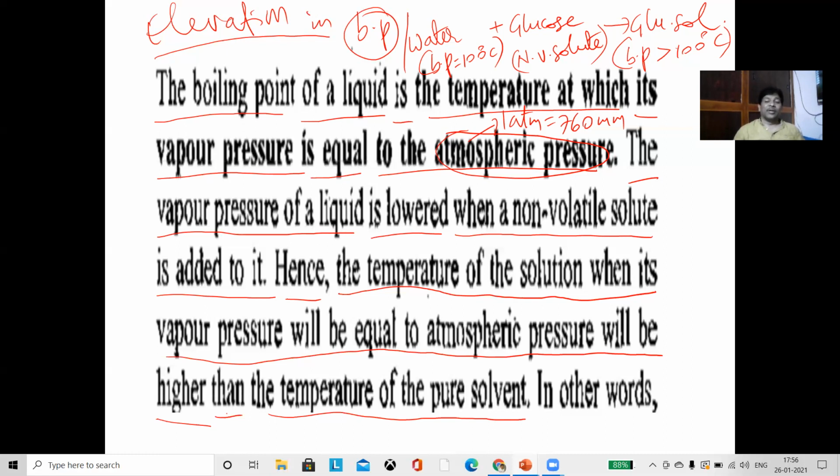Now, lowering of vapor pressure and elevation in boiling point are related directly. Elevation in boiling point will be greater when the lowering in vapor pressure is greater. Now if you take glucose solution and pure water, which one has the higher boiling point? The glucose solution has the higher boiling point and the pure solvent water has the lower boiling point. Now, how do we take the difference in boiling points? The boiling point of the solution minus the boiling point of the pure solvent is equal to the change in boiling point, the difference in boiling point.